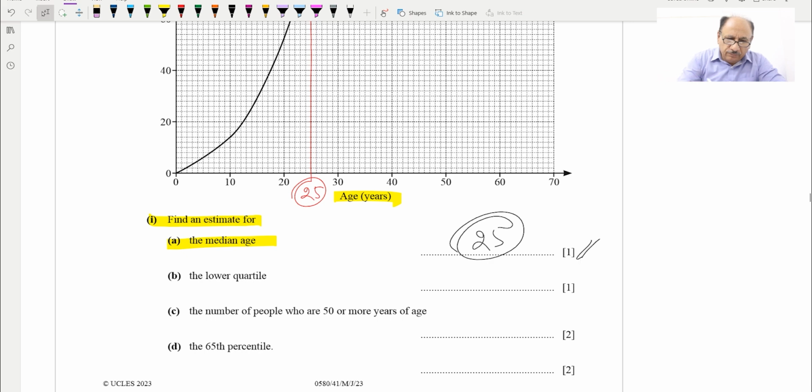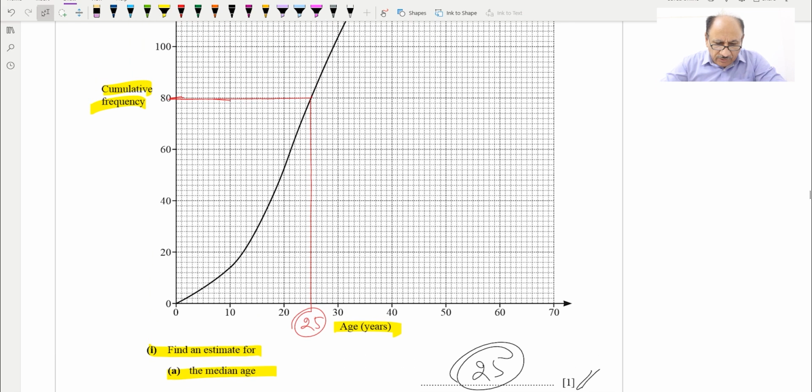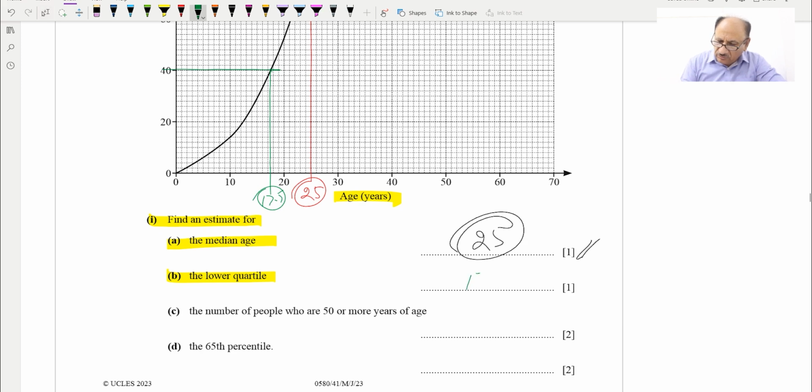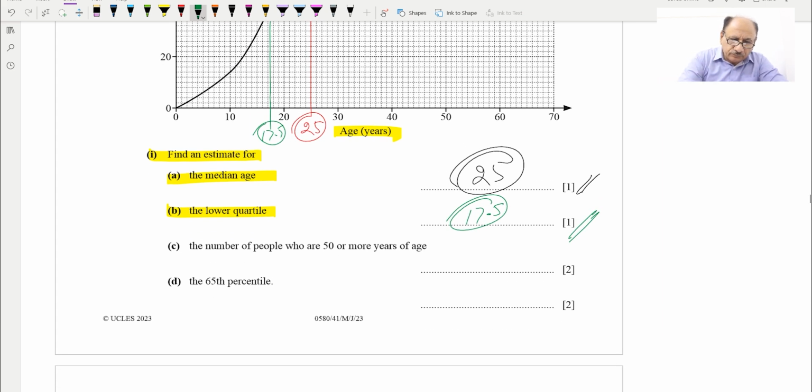Now the B part, they're saying the lower quartile. So lower quartile will be half of the lower section, which is half of 80, will be 40. So we can take reference from here, draw from here, and this will be like 17.5. We can take 17 or 18, so I'm just taking 17. So 17 to 18 or even 17.5. We can write 17.5 also. It's correct, like 1 mark question.